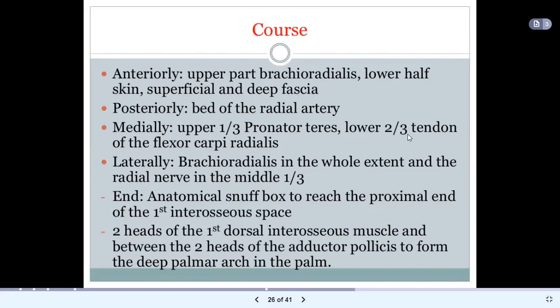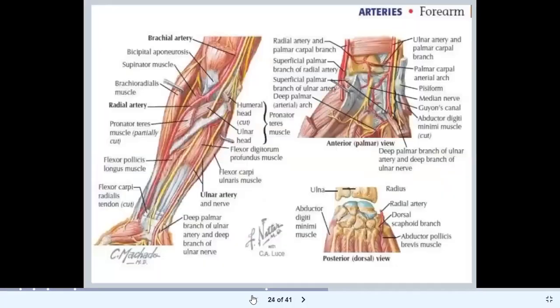Lower aspect to third tendon of the flexor carpi radialis. So Pronator Teres, let's see if they are labeled here. So, okay, it is cut already. So this is Pronator Teres muscle. And let's see if we have a better diagram. Okay. So the Pronator Teres muscle has a humeral head.